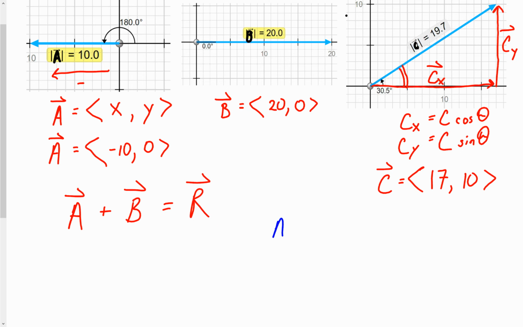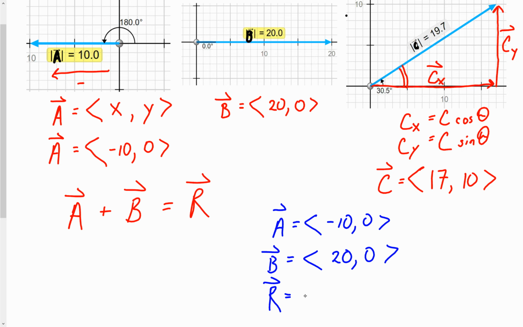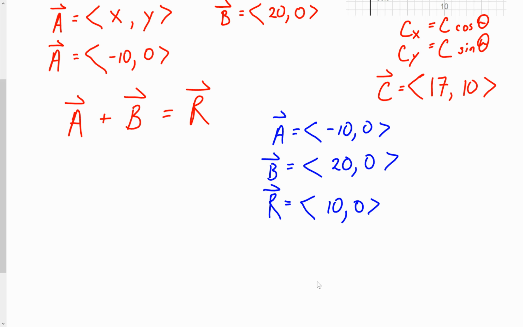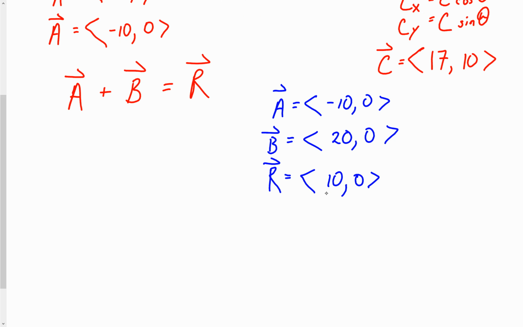I know that vector A is, what are my values? Vector A is negative 10 and 0. And what was the definition of vector B? Vector B was positive 20 and 0, which makes my resultant vector R negative 10 plus 20. So that's 10. 0 plus 0 is 0. Guys, that means vector R, and we could draw it, what would vector R look like?